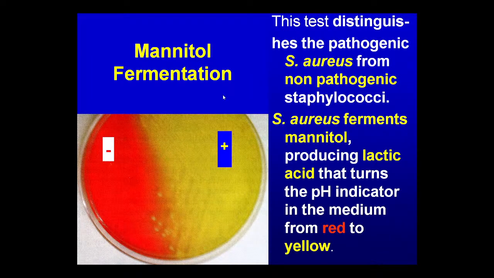So this is a mannitol fermentation. So the test distinguishes pathogenic and non-pathogenic staphylococci. And as I said, the sign of the mannitol fermentation is the change of the pH indicator, where the medium turns acidic, and depending on the type of the pH indicator and the medium we use, it turns, for example, from red to yellow, then it will be a sign of positive reaction.